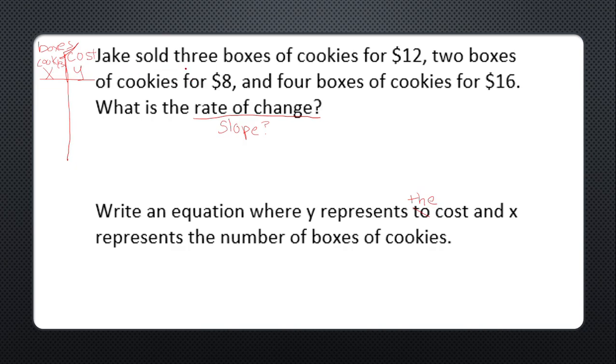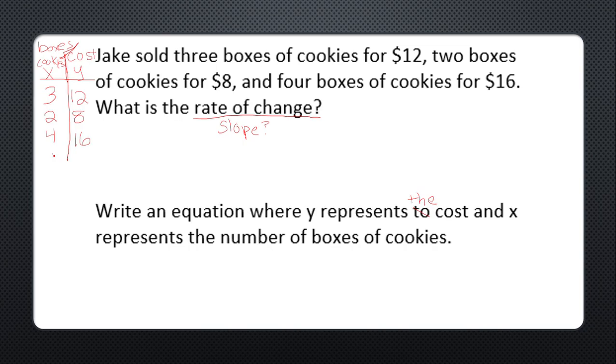Jake sold 3 boxes of cookies, so I'm going to put a 3 there for $12. All right. He also sold 2 boxes of cookies for $8 and 4 boxes of cookies for $16. So in order for us to find the rate of change, we really have to write the equation first. So this is what I would do.